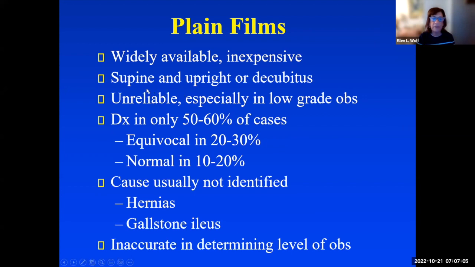So plain films, however, are unreliable, especially in low-grade obstruction. Plain films are only diagnostic of small bowel obstruction in about 50 to 60% of cases. They are equivocal in 20 to 30%, so we can't tell, is this obstruction, is it ileus, is it normal? Normal in about 10 to 20% of cases. So not really great in terms of percentage of diagnosis of small bowel obstruction.